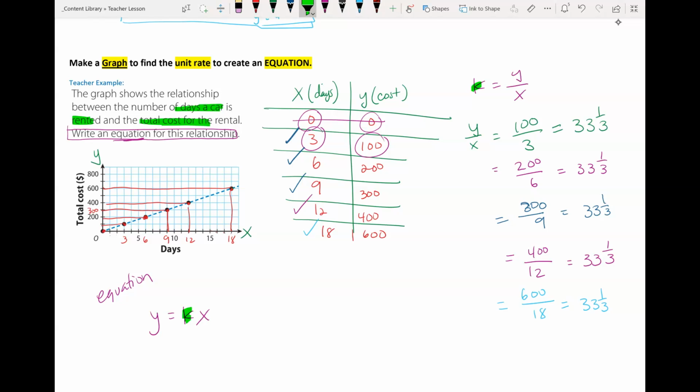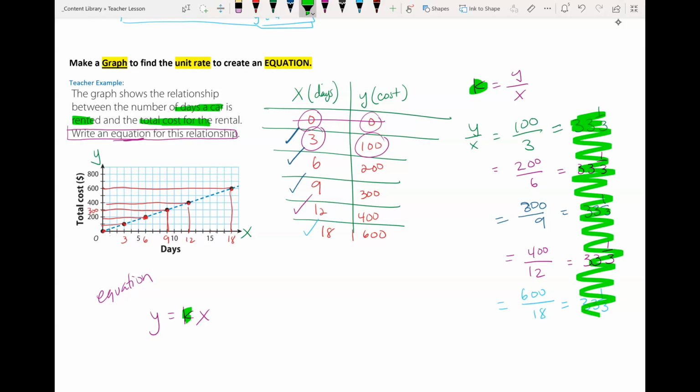So we know for sure k is equal to these numbers here, and since they're all exactly the same because they are constant, meaning that the rate of every rental is the same per day, y equals 33 1/3 x. X is the amount of days, and y is going to be what the total cost will be.